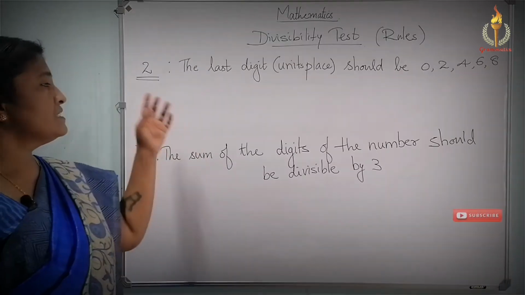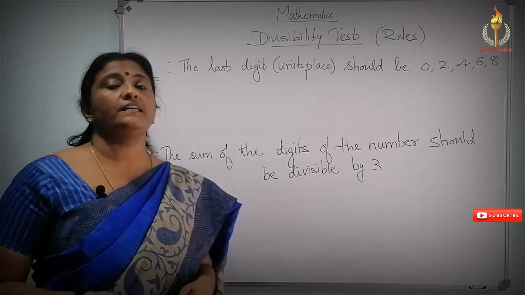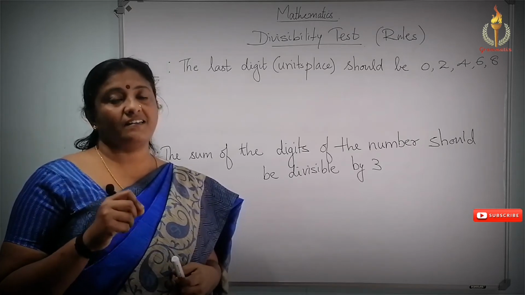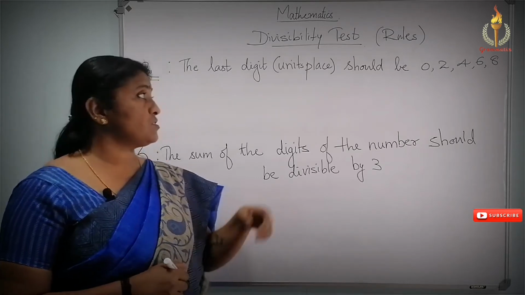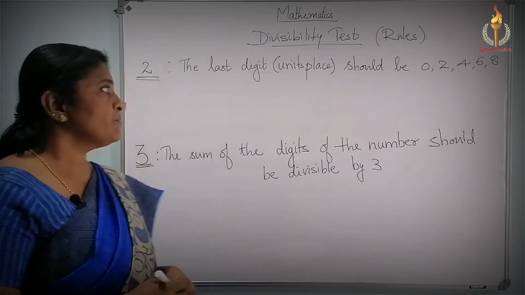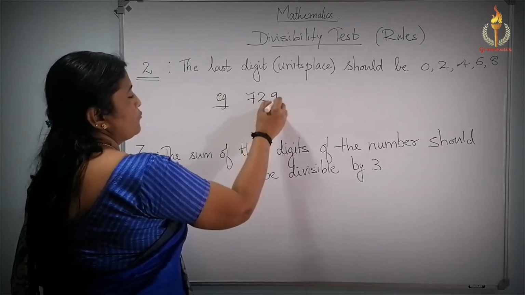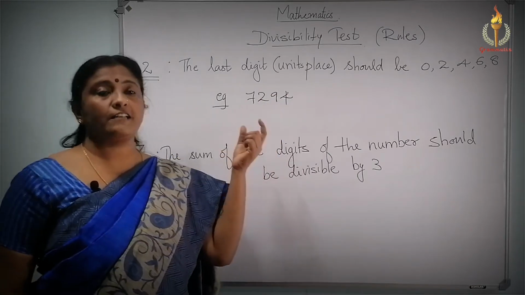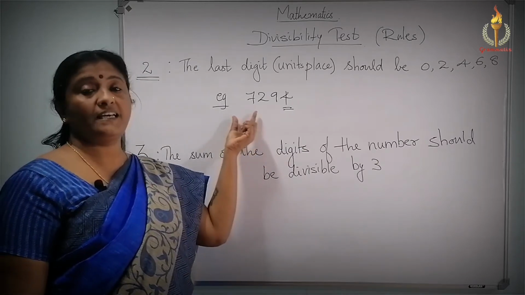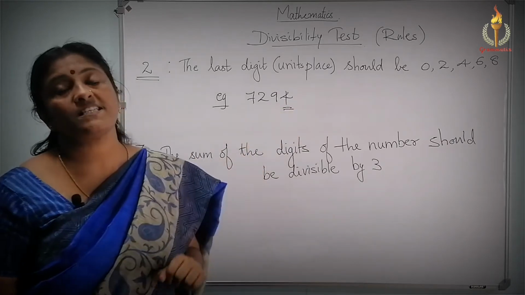So moving on, starting with the divisibility test of 2. To know whether a given number is divisible by 2, we just have to check the last digit of that number, that is the units place digit. It should be 0, 2, 4, 6, 8. For example, if you are getting a number 7294, by looking at the units digit, you can find out that this number is divisible by 2 because its last digit is 4.